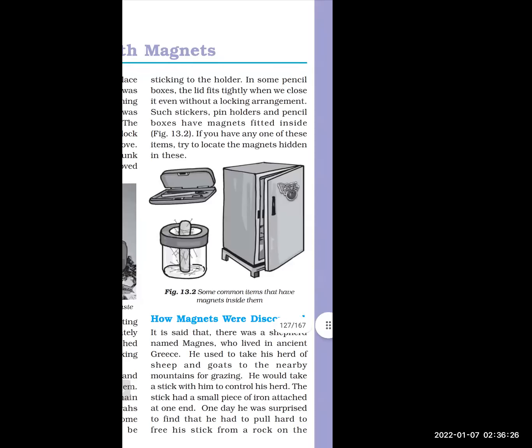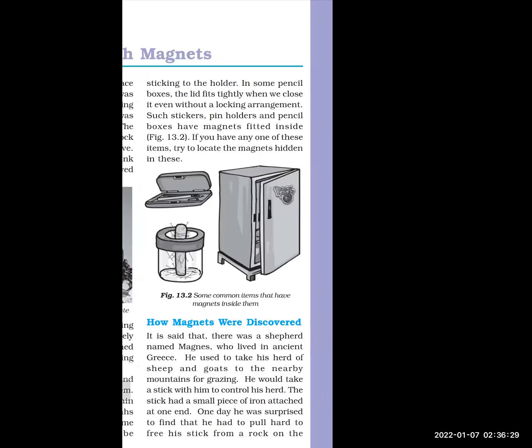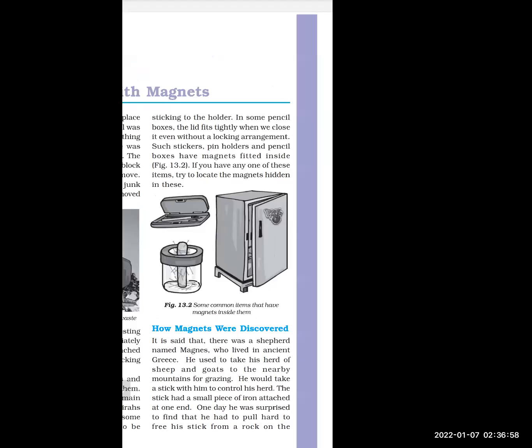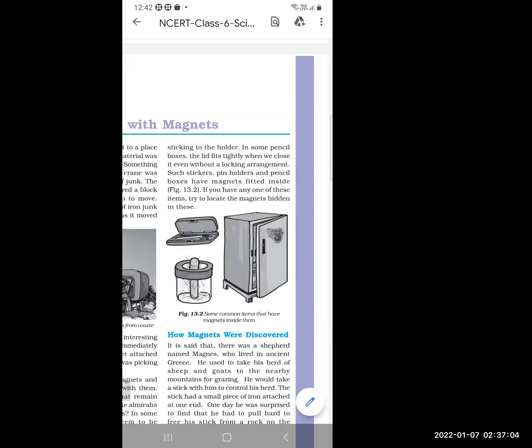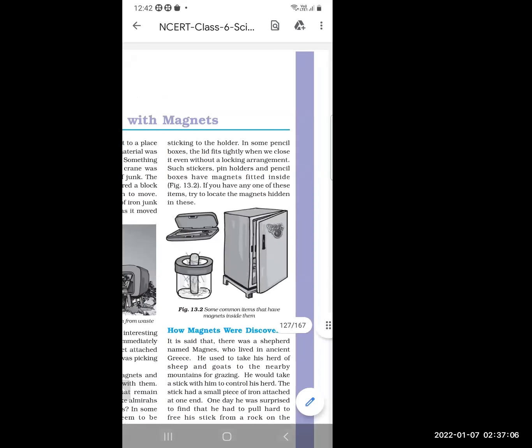Example, magnetite. And second is artificial magnet. Magnets which are made by human beings are called artificial. Where do we use magnets? In daily life, the geometry box, pin box holder. And how were magnets discovered? As we know, there was a shepherd whose name was Magnes, and he lived in ancient Greece.